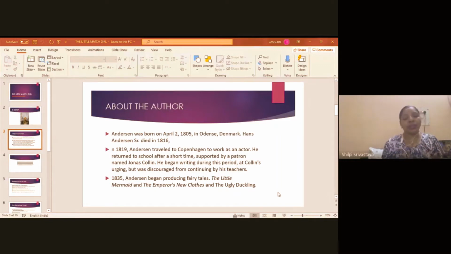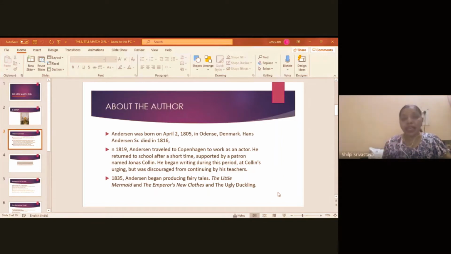Because in those days, the time period that I'm talking about, there were no stories being written for children. All right, there were no stories written for children, so therefore, it was needed. Somebody was needed to write such stories for children, and Anderson is the one who started writing the fairy tales. And I will tell you why he started writing the fairy tales.